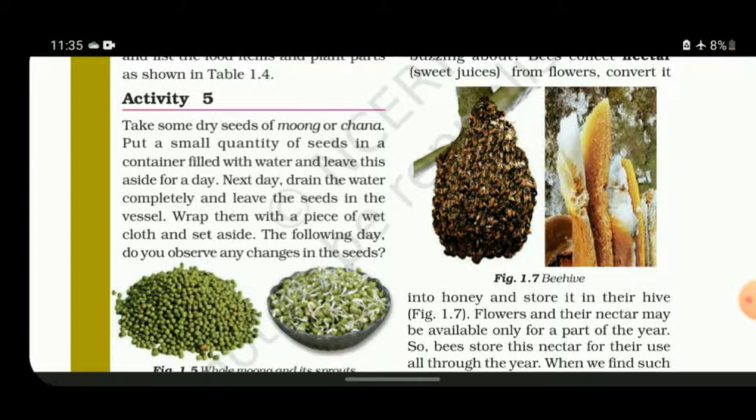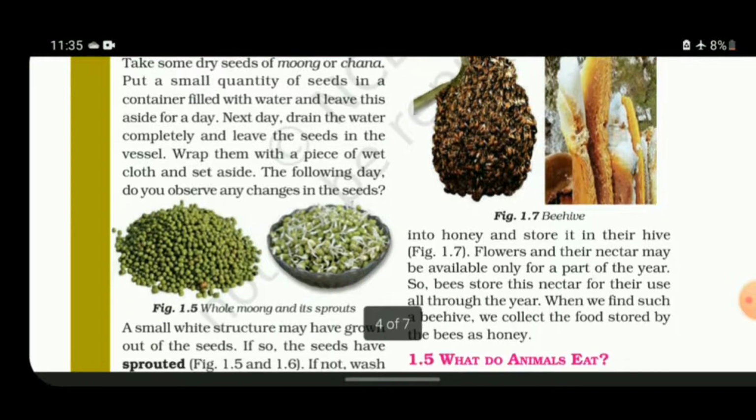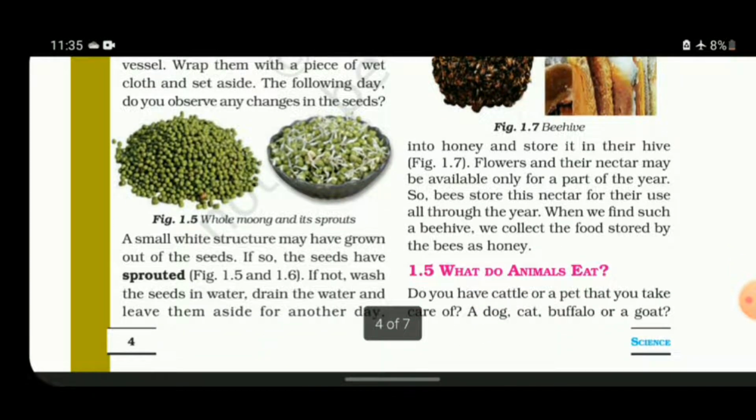Do you observe any changes in the seeds? A small white structure may have grown out of the seeds. If so, the seeds have sprouted, meaning a small growth on a plant like new leaves.